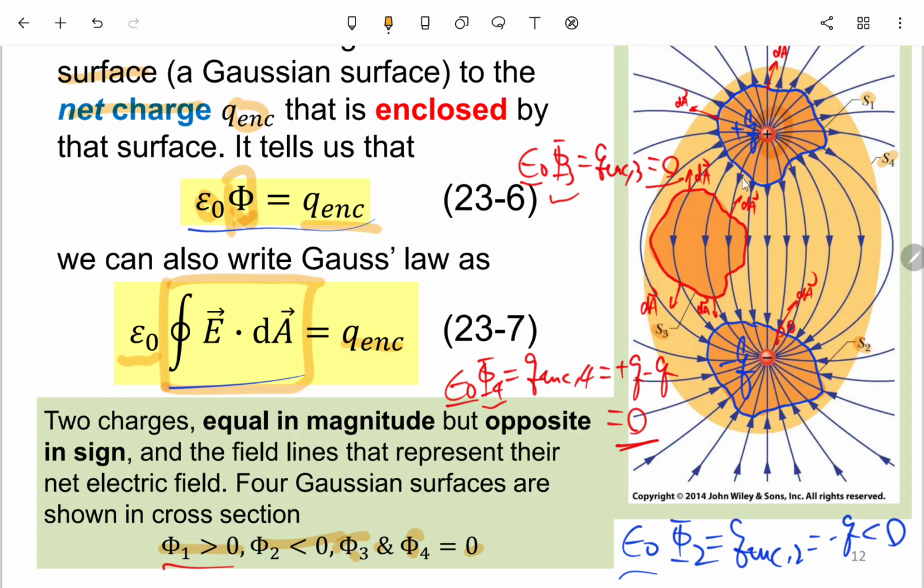Similar to this one, you can also see that this part tends to be positive, this part tends to be positive, and this part tends to be negative. So adding all of the d phi together, Gauss law also tells you that the sum of all the d phi, phi 4, will be 0.